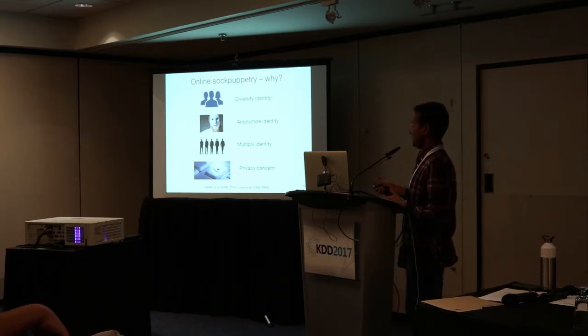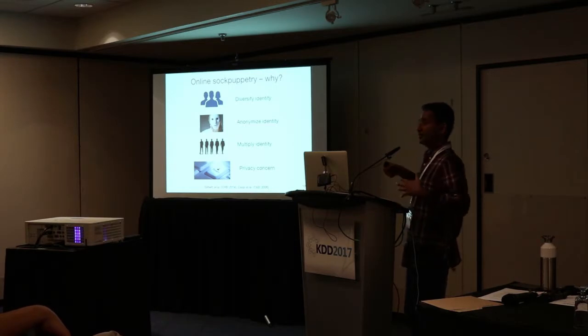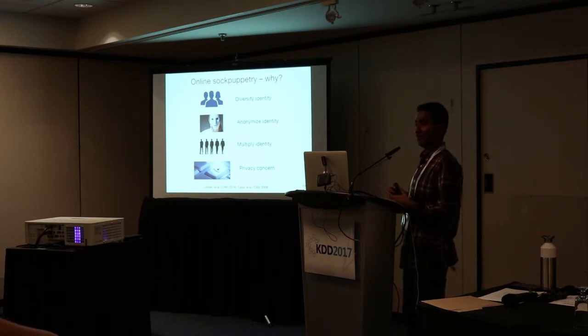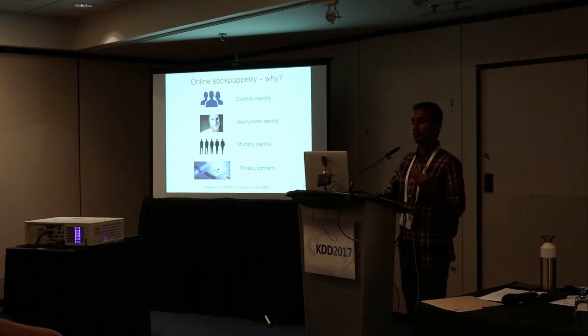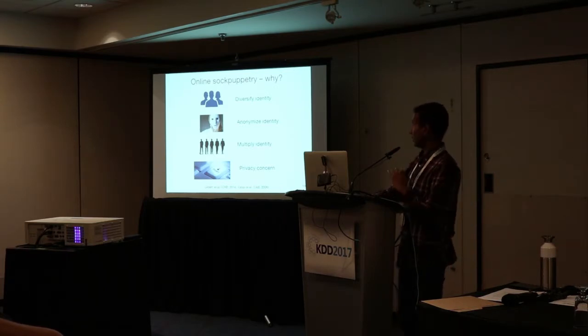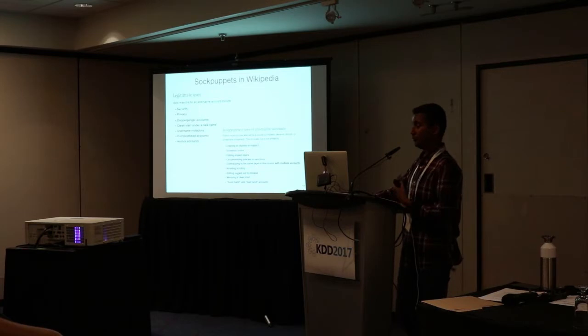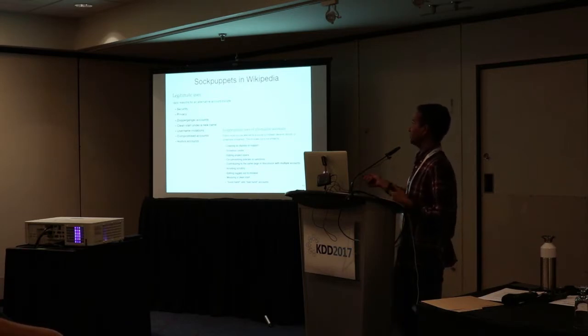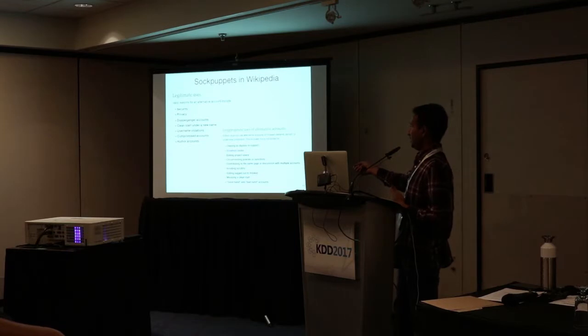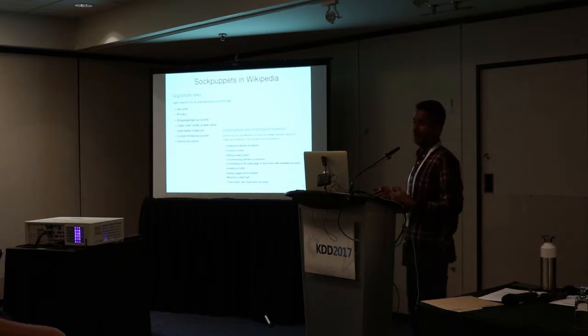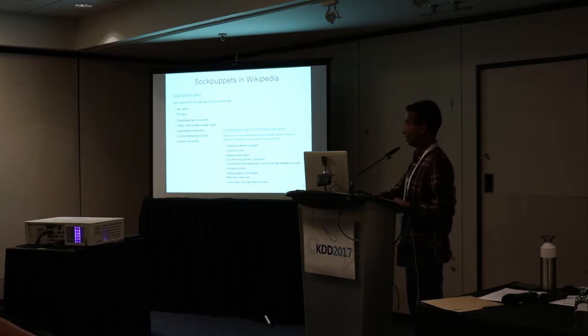You want to multiply your identity so that you can push the same agenda. And there are sometimes legitimate or privacy concerns due to which you have to create multiple accounts and operate them. These are all different types of sock puppetry. And on Wikipedia specifically, there are specific legitimate use cases, for example, security, privacy, getting a clean start, you want a new life essentially, and so on. And there are lots of inappropriate reasons for which people can be banned for using sock puppets.